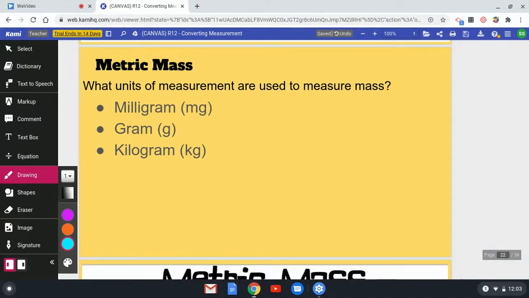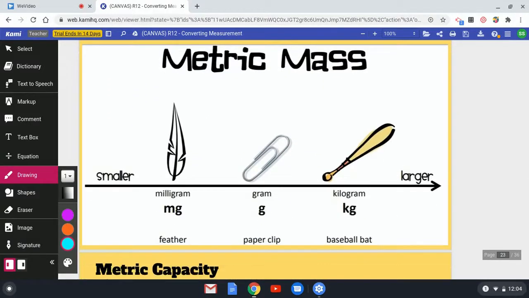When we go to metric units of measure, instead of saying weight, we say mass. The smallest unit of mass, or how heavy something is, is a milligram. And then we have a gram, and then a kilogram. To help us remember that, a feather is about a milligram. So super, super light, like you can't even tell how heavy it is. A gram is a paper clip. And then a kilogram is about a baseball bat.